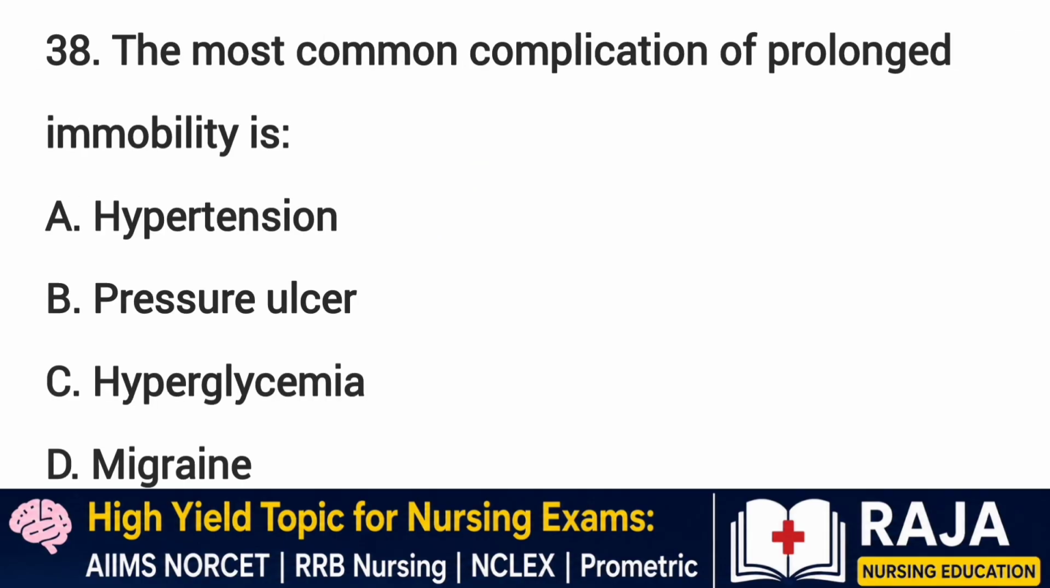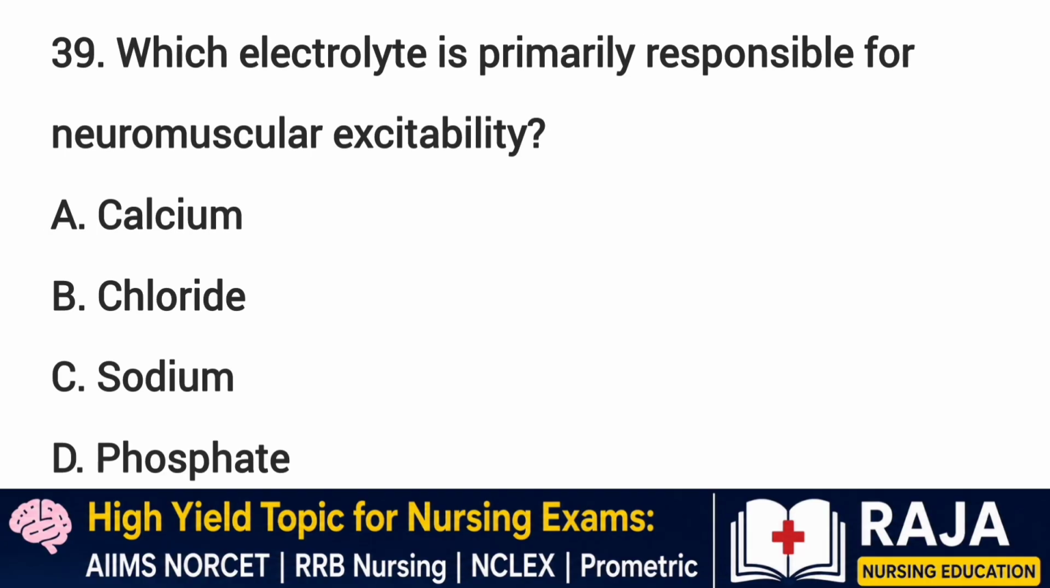The most common complication of prolonged immobility is? The option is B. Pressure ulcer or bed sore is the most common complication of prolonged immobility. Which electrolyte is primarily responsible for neuromuscular excitability? The option is A. Calcium.